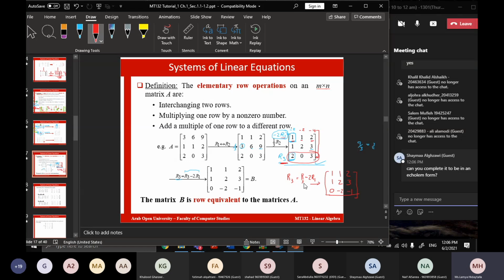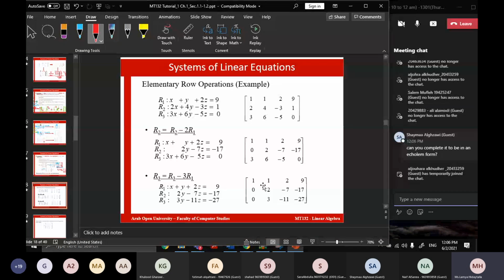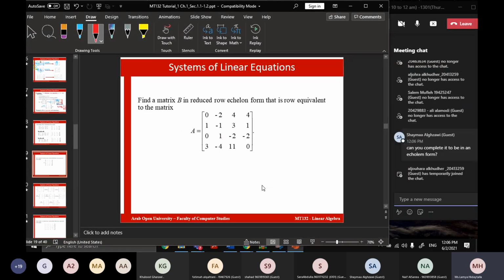Okay, so I did only row operations. Is this in reduced echelon form? No, I have to do other steps. But for now, I just showed you how to do row operations. Okay, I'll stop here.